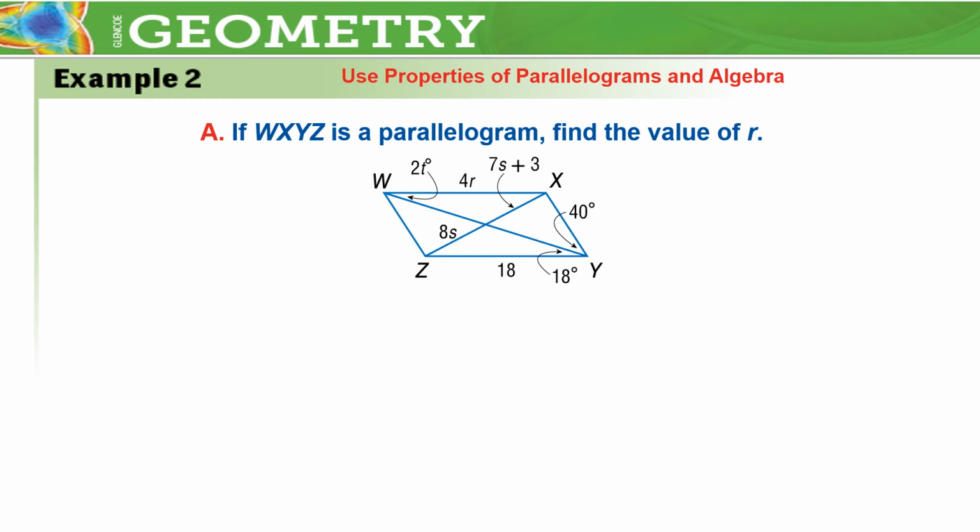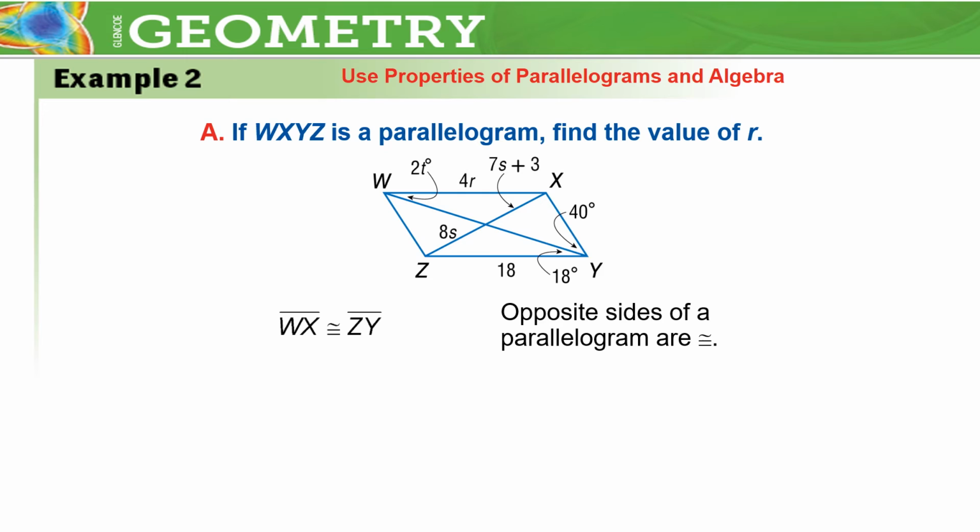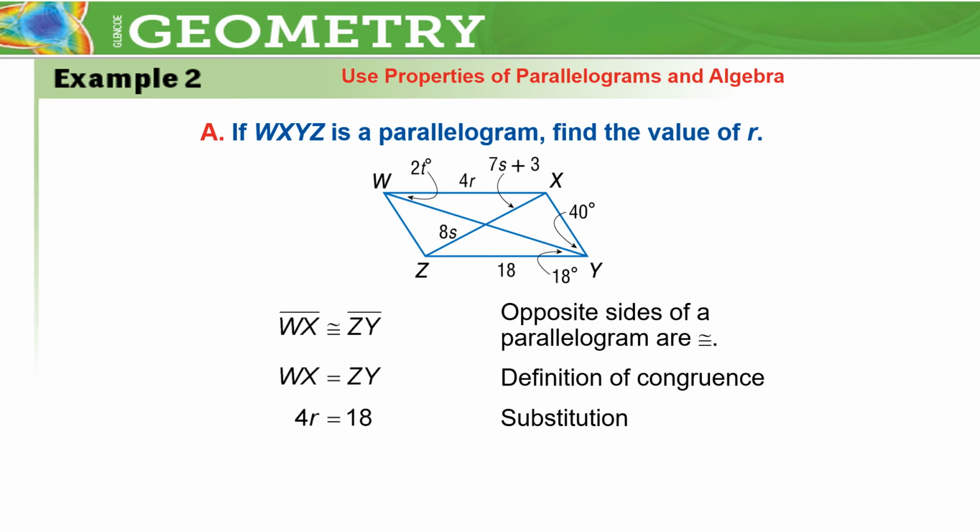Here, if WXYZ is a parallelogram, find the value of R. Here, R is inside WX. WX is a side, not a diagonal. WX equals ZY, since each two opposite sides are equal. Then 4R equals 18, divided by 4, R equals 4.5.